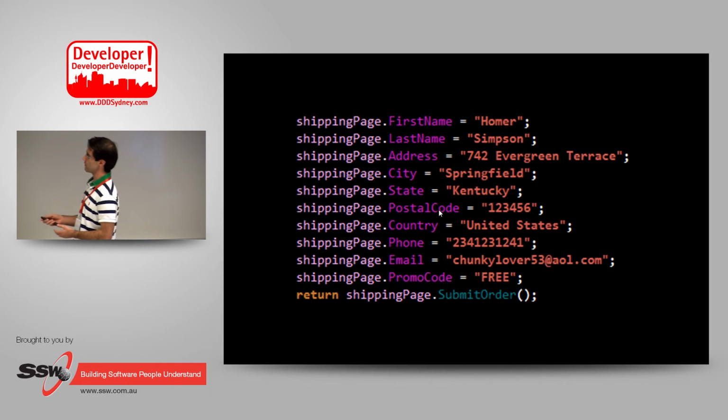So what's the first one? Well, you know who Homer Simpson is, and that's first name, last name. But in a typical test, you wouldn't be able to make sense of or differentiate the parameters.